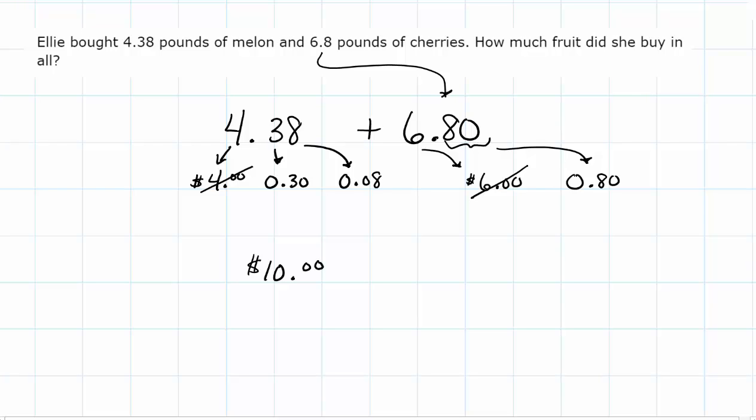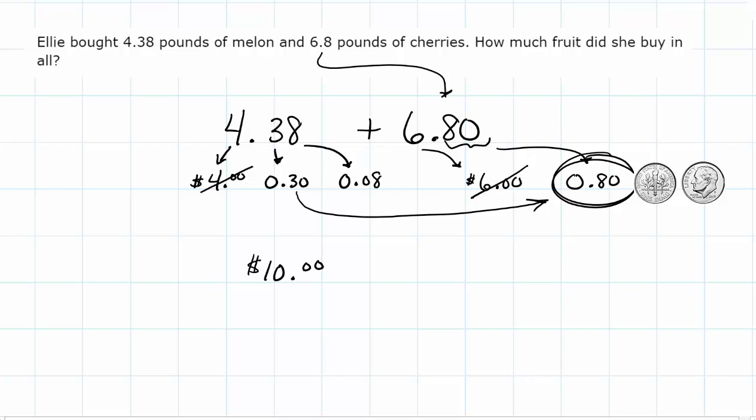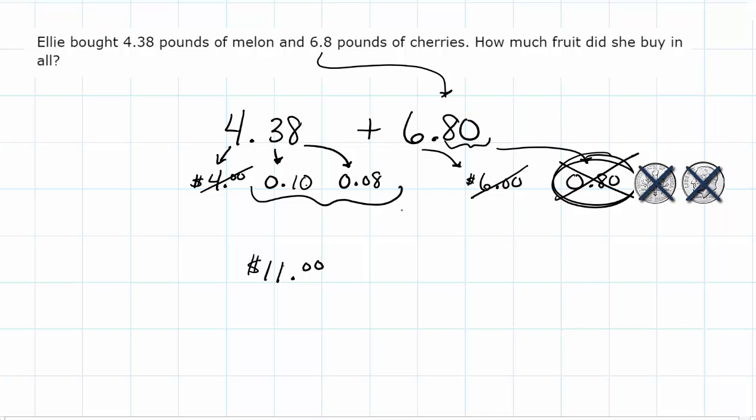Now, can I make another dollar? 80 cents is really close to being another dollar. And I've got 30 cents sitting over here. Well, if I take 20 cents and give it to the 80 cents, wouldn't that make another dollar? It would. So my $10 is now going to become 11. And I can get rid of the 80 cents. And since we gave 20 cents from 30, I now have a dime left over. Well, it looks like I've got $11. And if I put this amount together, I have 18 cents.